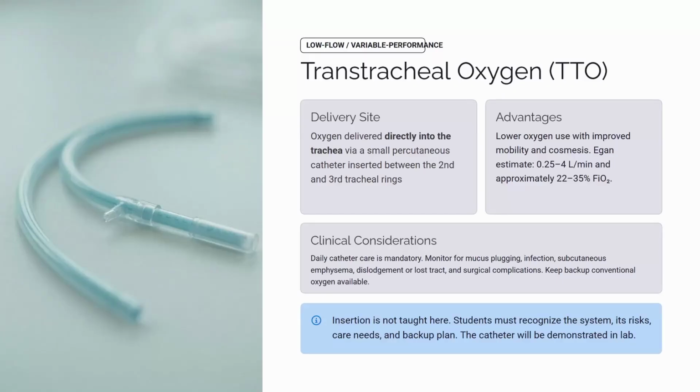Then transtracheal oxygen is another oxygen conserving device, a low flow system, but with a very different delivery route. Instead of the nose, oxygen goes directly into the trachea through a small catheter that's placed percutaneously between the second and third tracheal rings. But this device can carry real risk: infection at the site, mucus plugging, the catheter becoming dislodged, or the tract closing if it's not used. And since it's surgically placed, there is a risk of surgical complications. And daily catheter care is not optional. And one rule that never gets skipped: a conventional oxygen device must be available as a backup all the time.